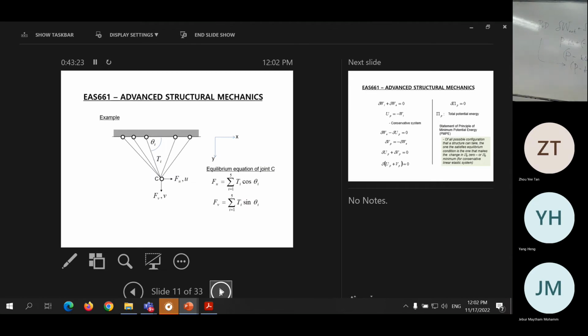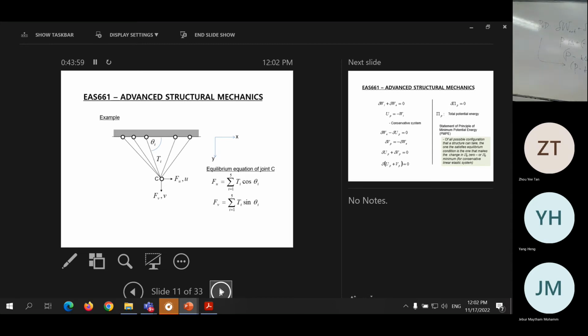Now, we try to apply the principle of virtual displacement to this problem here. We know the equilibrium equation is this. We take the equilibrium of this joint in the x direction. The total of all the forces in the x direction due to the internal forces, the axial forces of the members, must be equal to the externally applied force, and the same thing for the y direction.